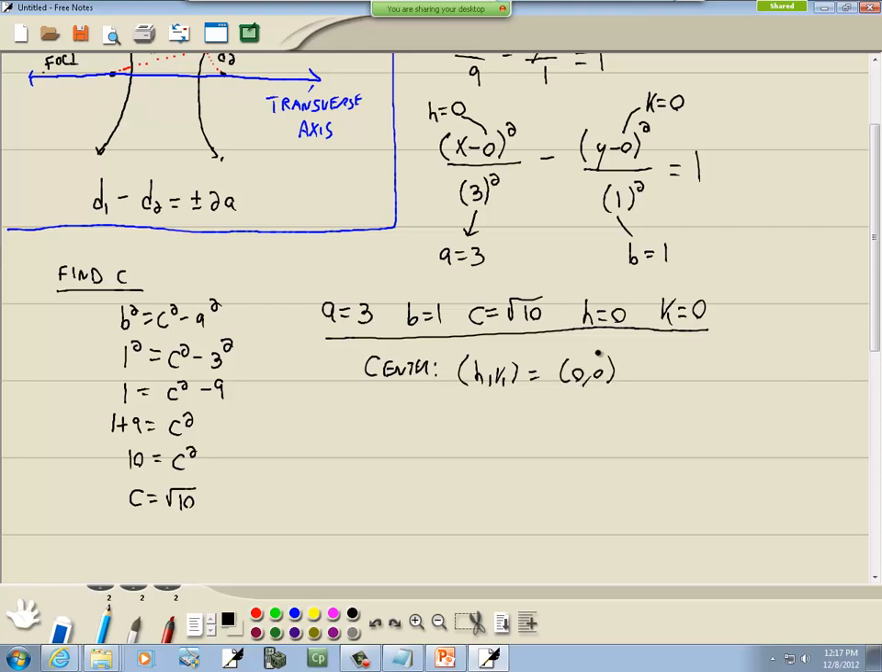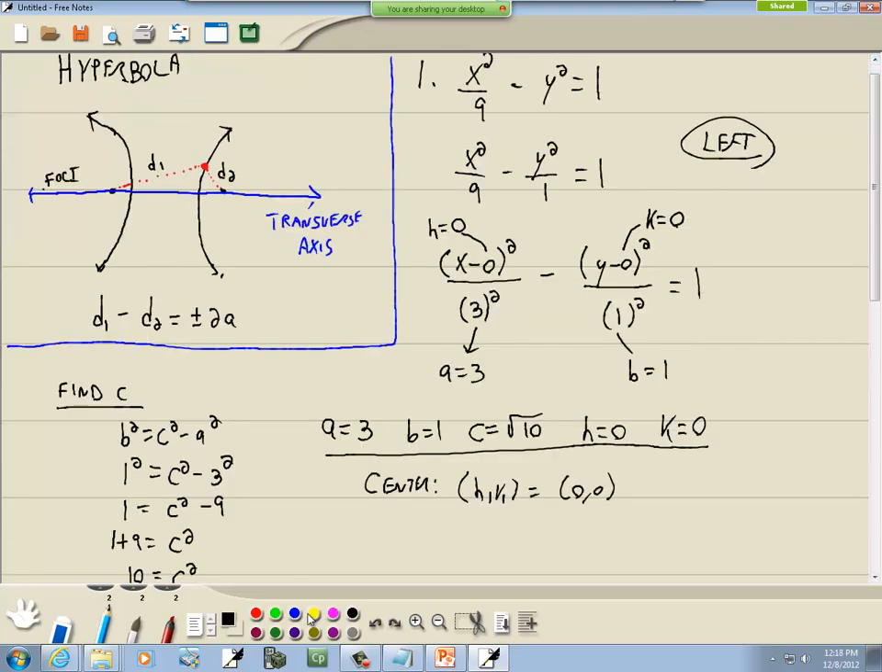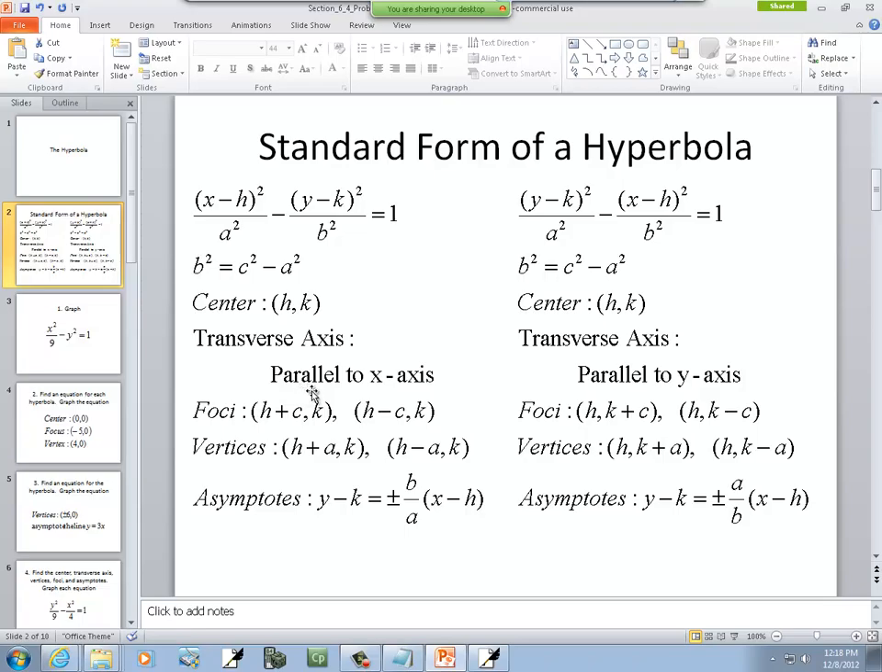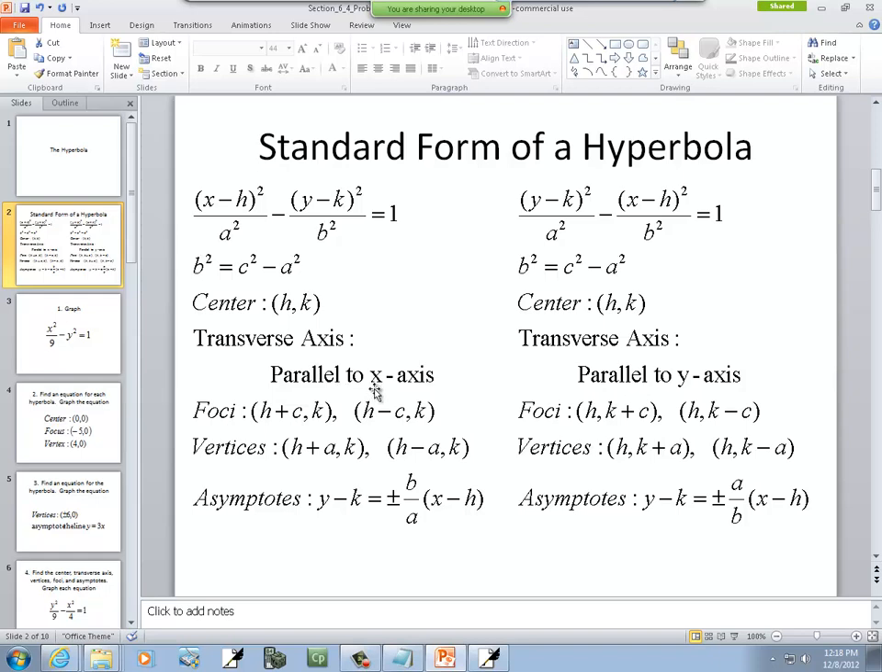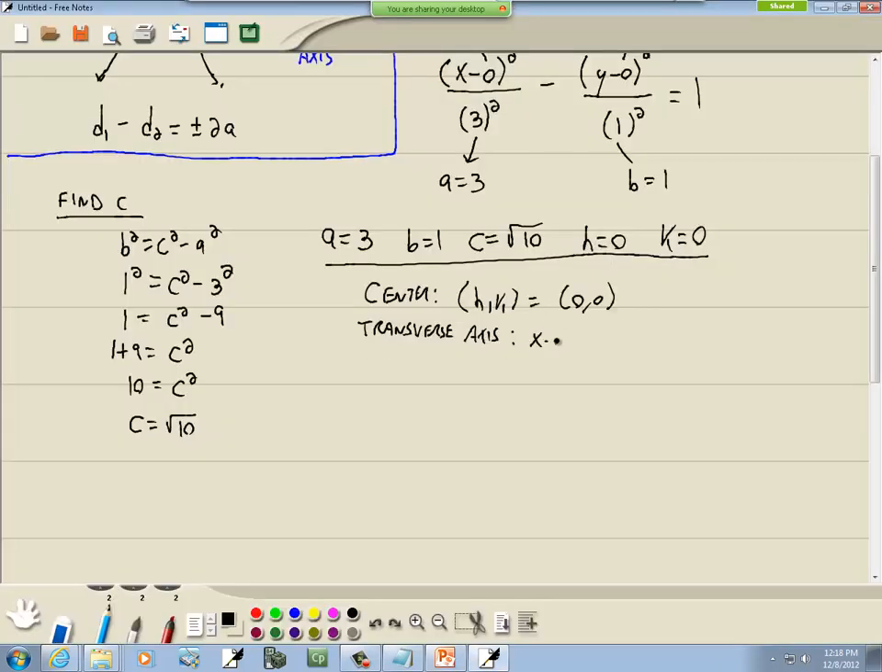Well, that'd be 0, 0. If I were to draw the center on this graph right here, our center is right here. Okay, transverse axis. It says it's parallel to the x-axis. So parallel to the x-axis. Well, here's the x-axis, so parallel to this means the transverse axis. Actually, I do know where it'll be on this one, but let's pretend I don't. Parallel means it goes like this, which means my graph's going to look like that. So that piece of information right there tells you a lot about what this graph's going to look like.